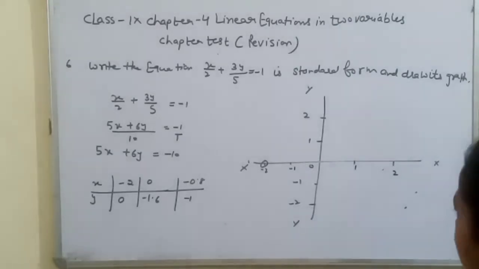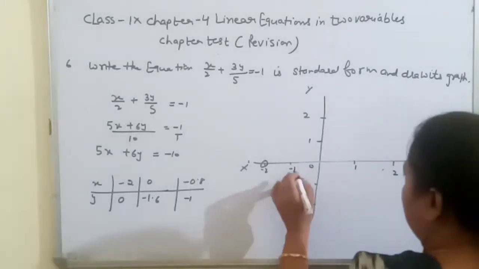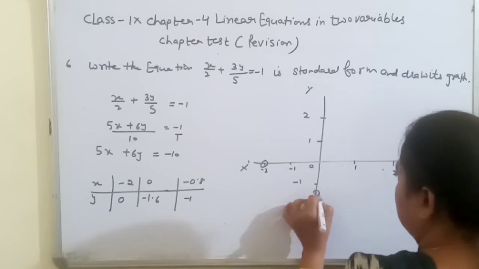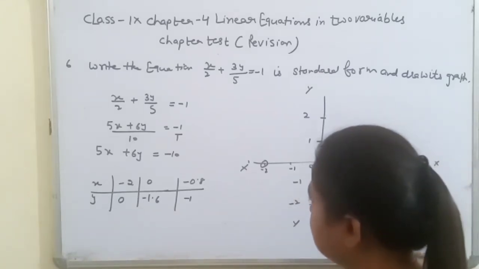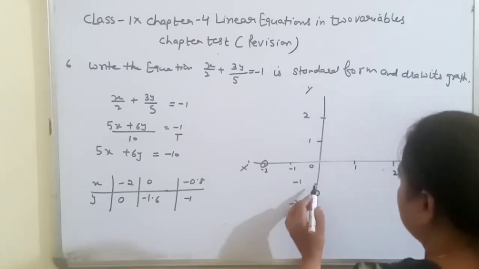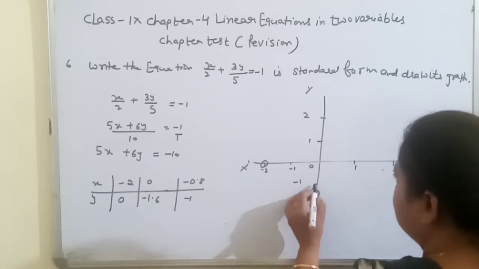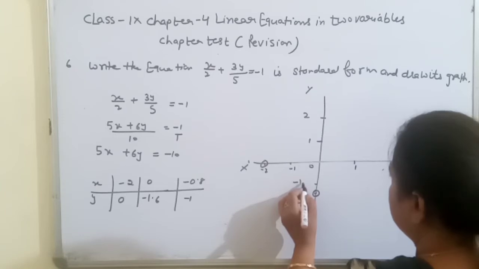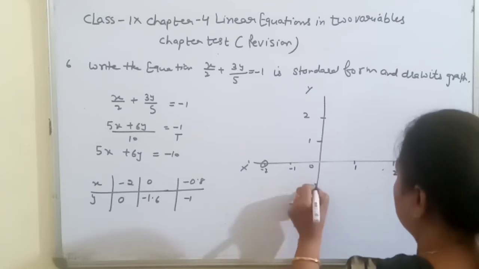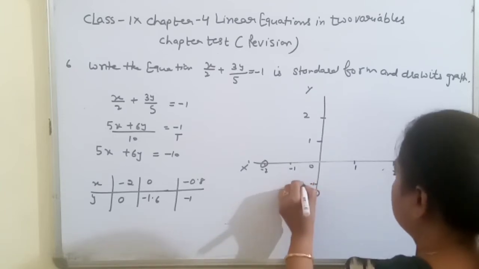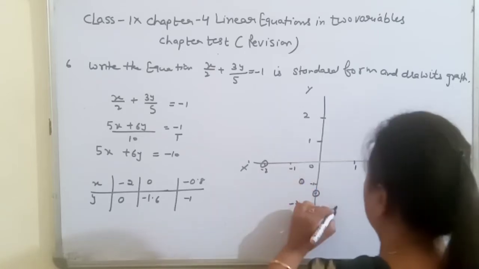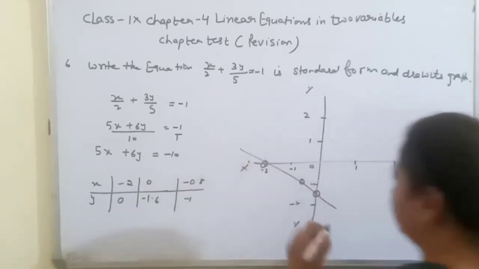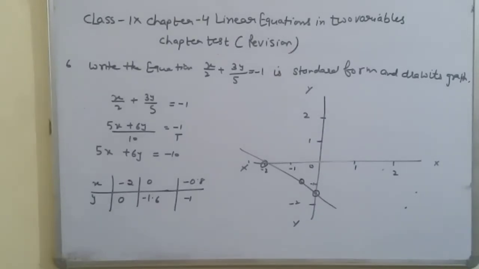When x is 0, y is -1.6. This is here. And when y is -1, x is -0.8. So this is here. Now we can draw a line with the help of a scale. This is the graph for the given equation. Question number 6.